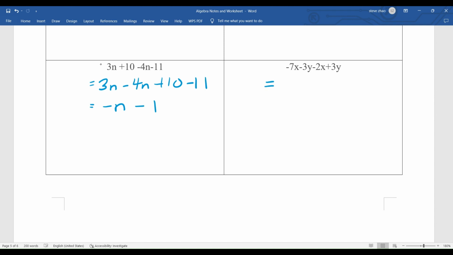Next, minus 7x is a like term with minus 2x. And then there's minus 3y and there is plus 3y, and these two are like terms. So add them together. Minus 7x minus 2x gives you minus 9x. Minus 3 plus 3, can you see that they cancel each other? Yes, and you get nothing. There's no more y, 0y. If it's 0y, we don't write it. So the answer is just minus 9x.